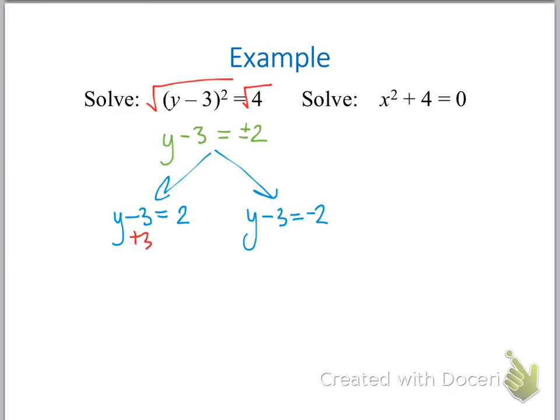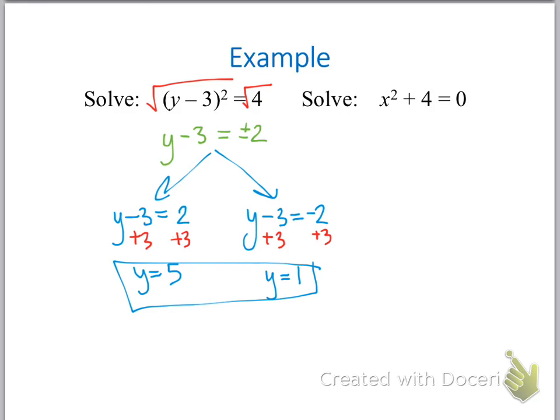Add 3 to both sides. Y could be 5. Add 3 to both sides. Y could be 1. Final answer.